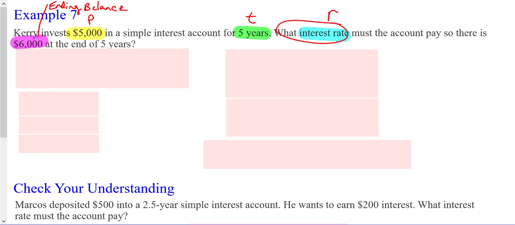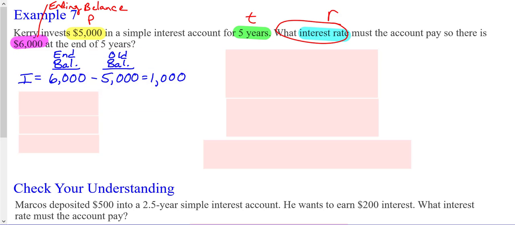So what we are going to be asking ourselves in this one is, what's our interest rate? Yes, we're asking our interest rate. So now we have to determine what is our interest. So we would take our end balance minus our old balance. So our interest would be 6,000 minus the 5,000. So we want $1,000 in interest. Our principal is 5,000. We know our time is 5 years. What is our interest rate? That's what we're trying to find out.